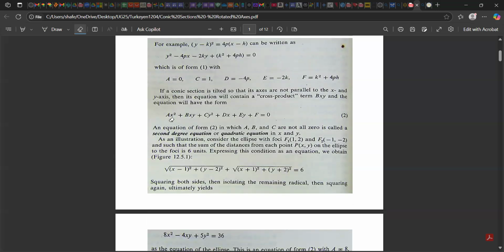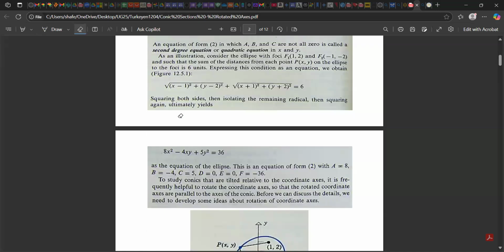So look here. If you have an equation of this form, look at this. You notice an xy term. Whenever you have an xy term, know that you don't have a conic section that is parallel to the x or y axis. You might have some degree of rotation happening, right? And therefore, you have to be aware now. Things are not going to be that simple, right?